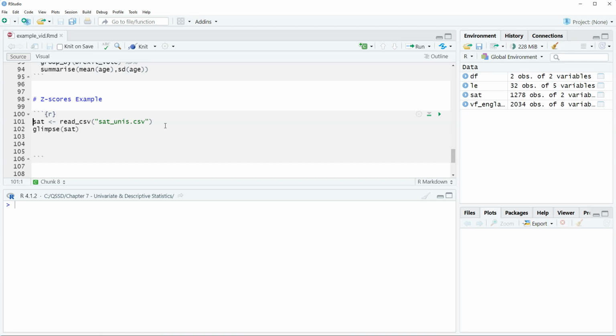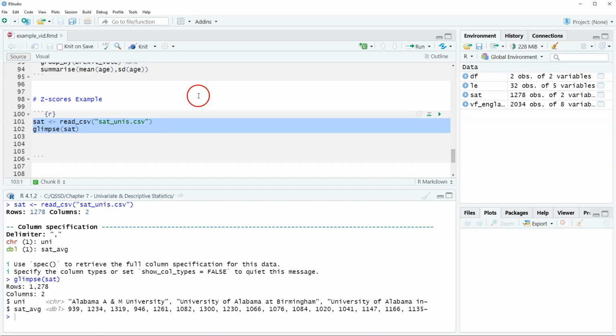So I've actually already read this in, but what this has is average SAT scores of 1,278 universities and colleges. And so I do a couple examples in the chapter. Let's just do one example here.